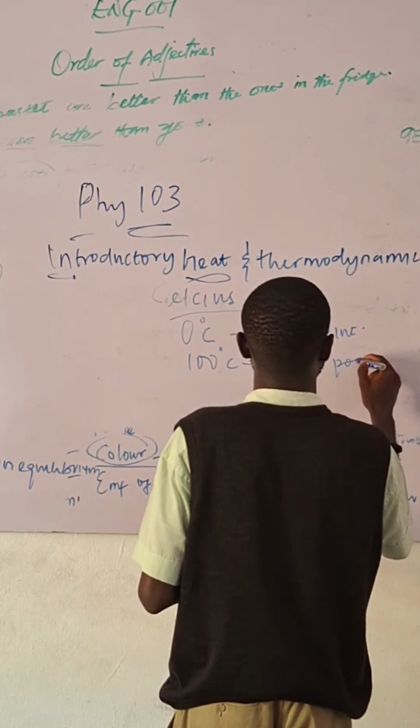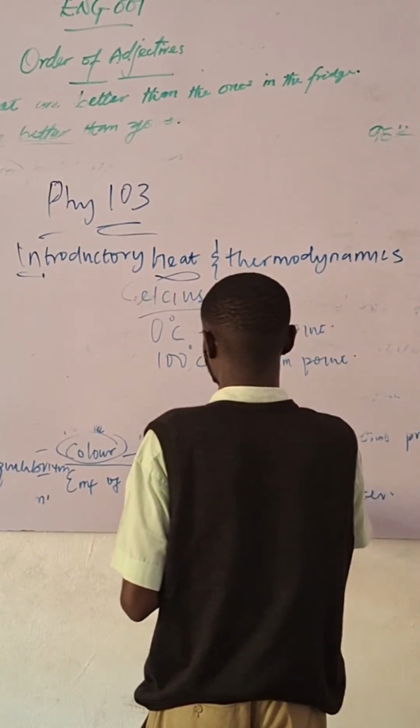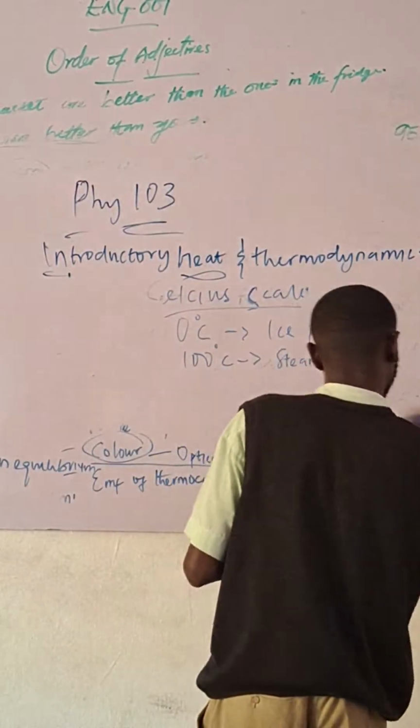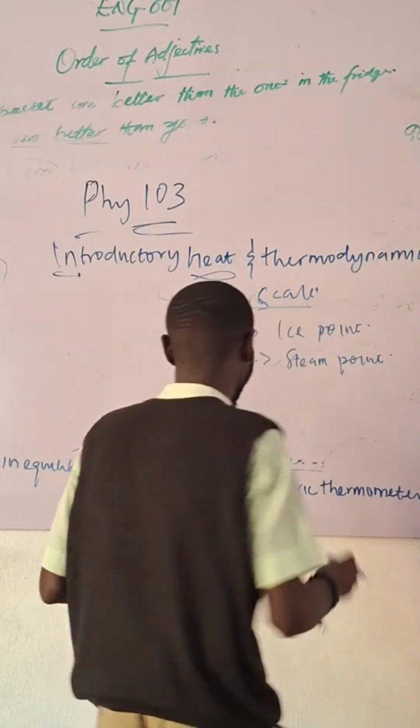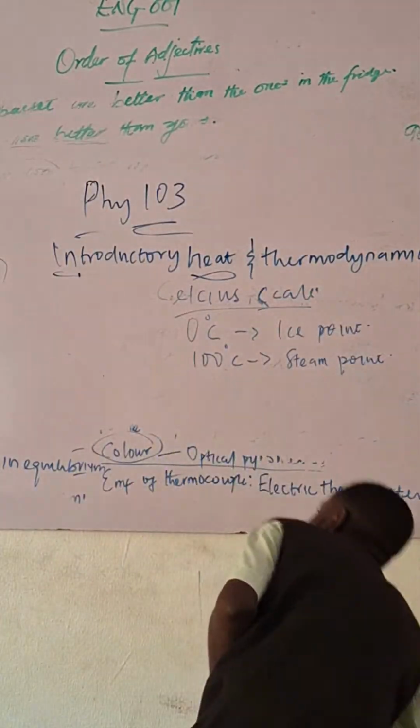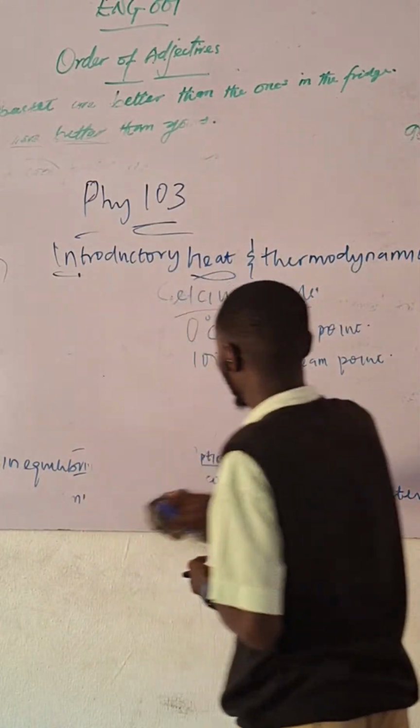So for the Celsius scale, Maddy, don't cry. Oh, Maddy is crying already. Nah, each one is 0.16, 0.15. Don't cry.